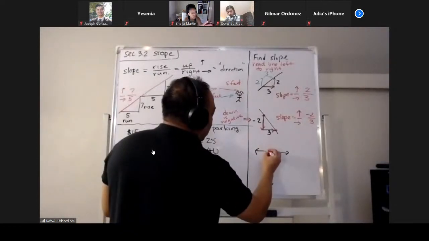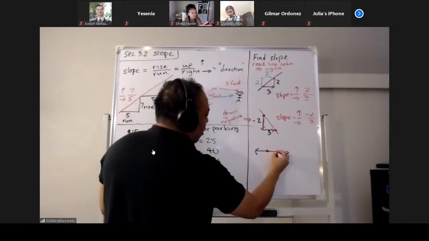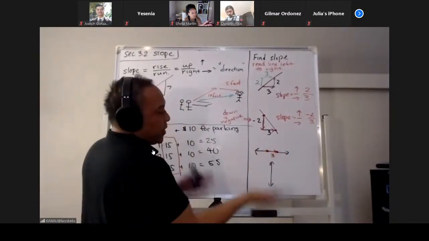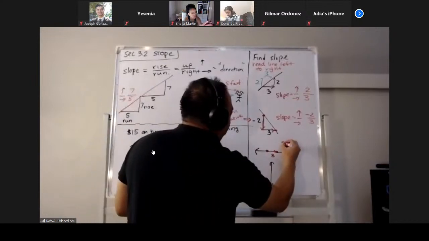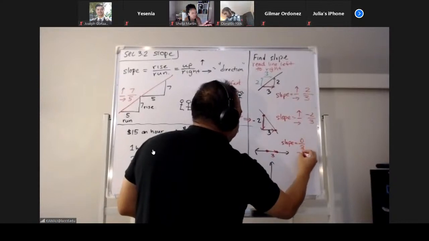Now for this one, we're not going up at all. We're only moving, we can pick any number we want, okay? But we're not going up. So the slope of a horizontal line is always 0.